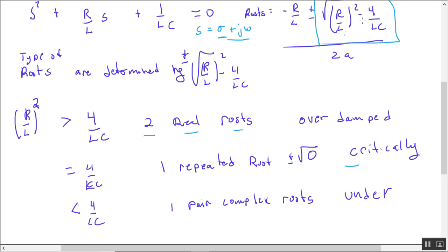And if this is less than 4LC, then the square root of a negative number is an imaginary number, and we would get plus or minus some imaginary number. Imaginary numbers or complex numbers come in pairs, or complex roots come in pairs, and that's underdamped.